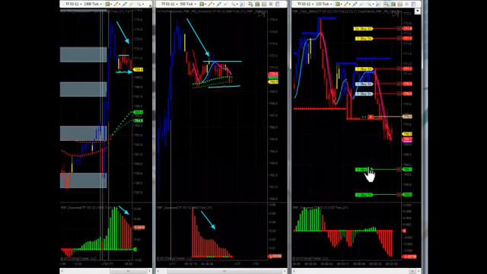So many times it's such a bad habit to add to losing trades, but we very seldom add to winning trades. Our rule is we will add to a winning trade as long as we've already taken money off the table and we've paid ourselves.